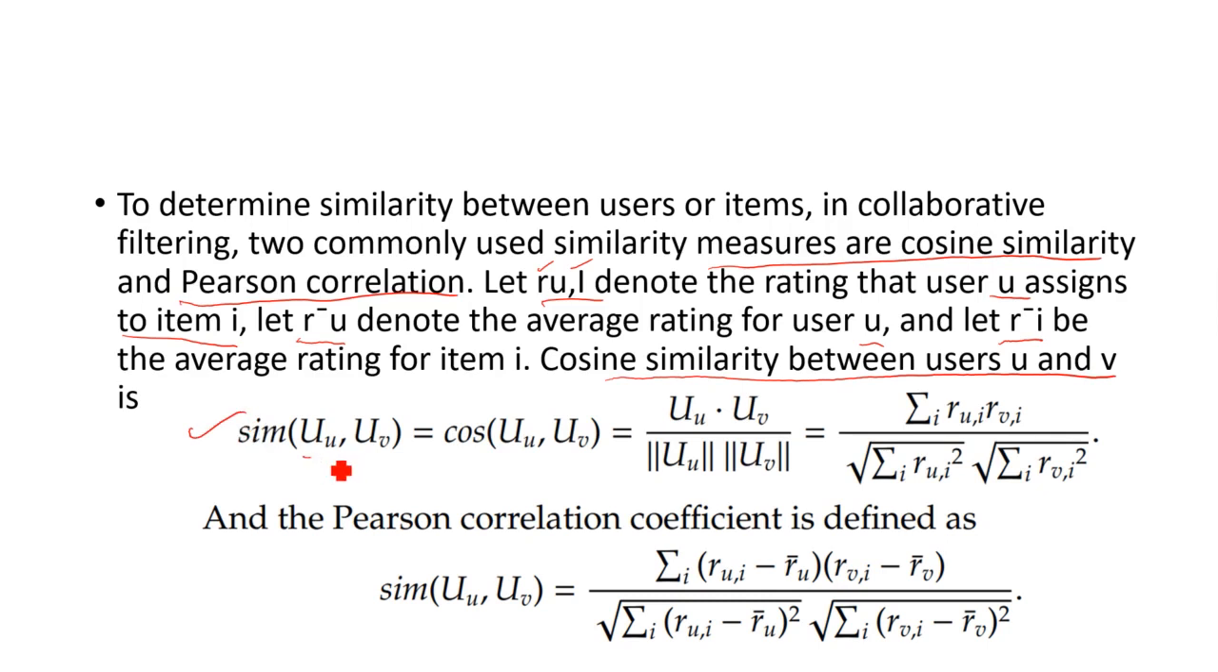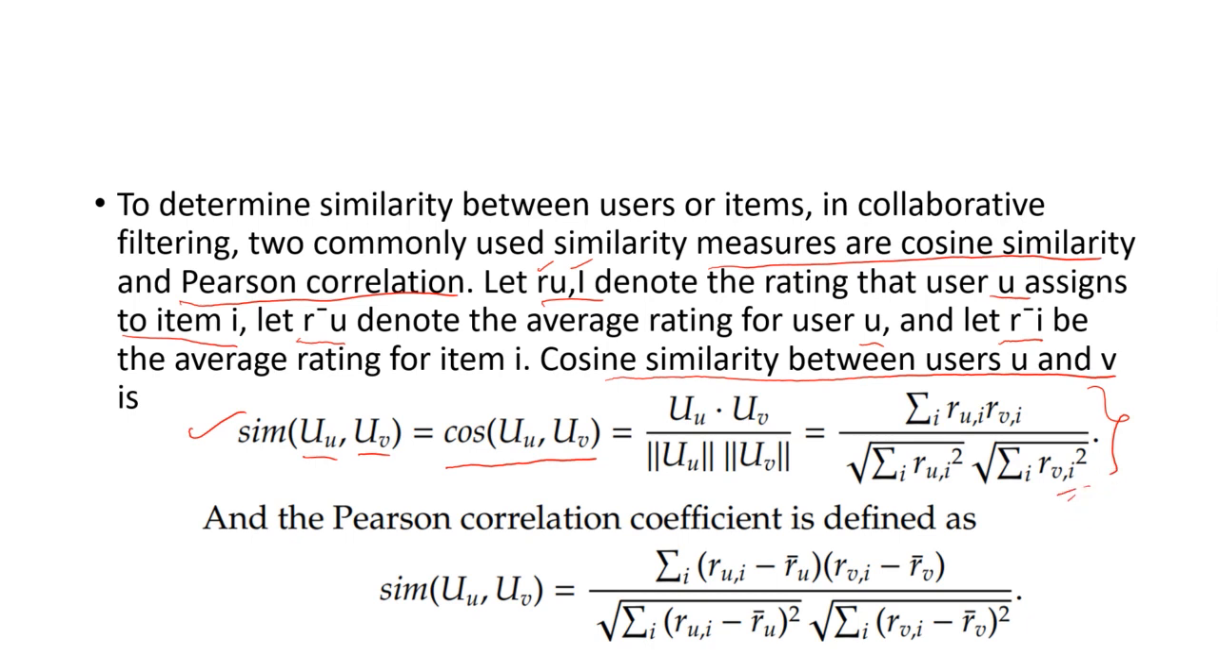Now we can use the cosine similarity between user U and V. If we have two users, user U and user V, and we want to find out the similarity between the two users, we can go for the cosine similarity between U and V, and we can apply this formula: summation over I of RUI times RVI, divided by the square root of summation RUI square times the square root of summation RVI square.